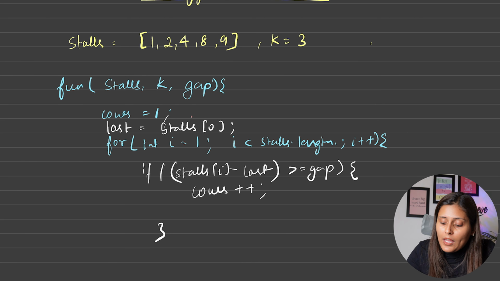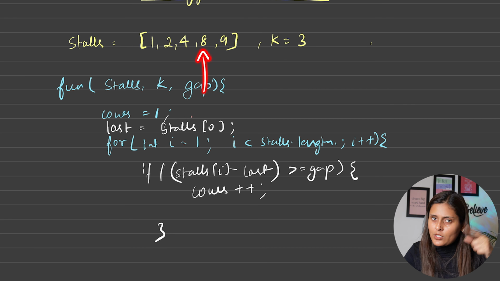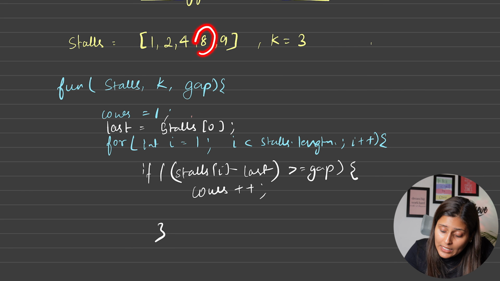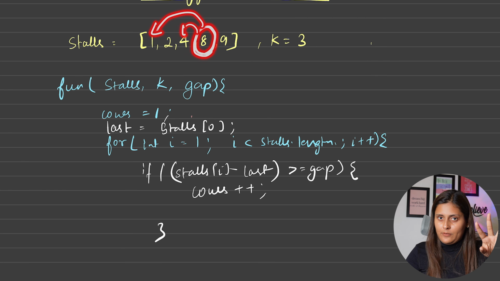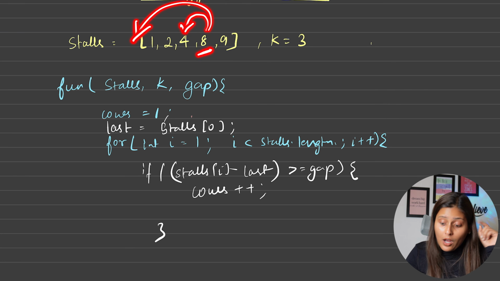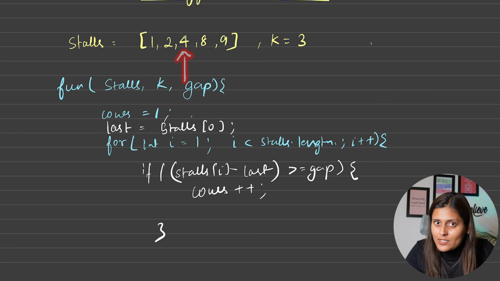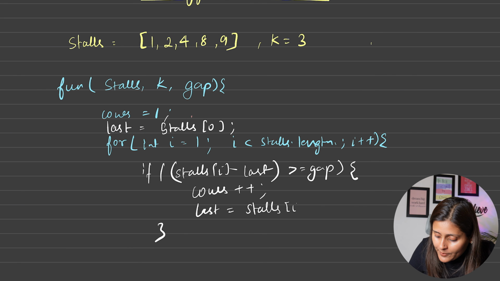And also, if you are moving forward, suppose you would like to fit the third cow. Now you will consider this 8 with 1 or 4. Think again: you are looking for the distance of this 8 from the nearest one or the far one. Of course with 4, the nearest one. So you have to update this last variable also. Hence you will say last is equal to stalls of i.